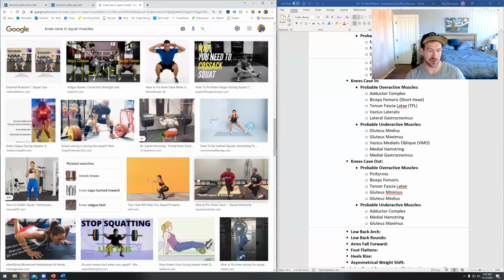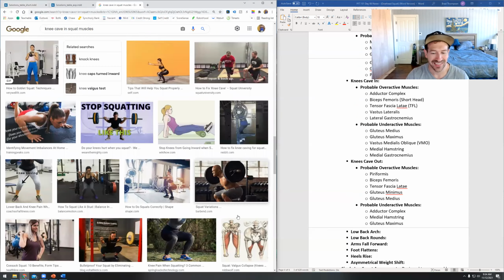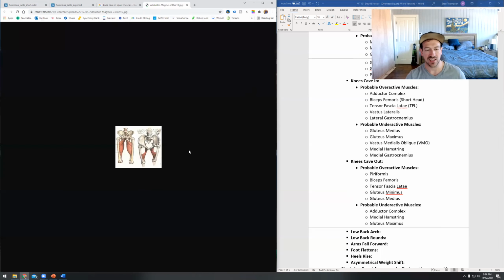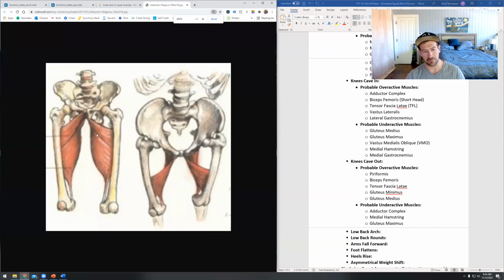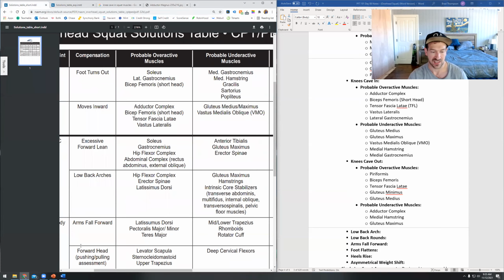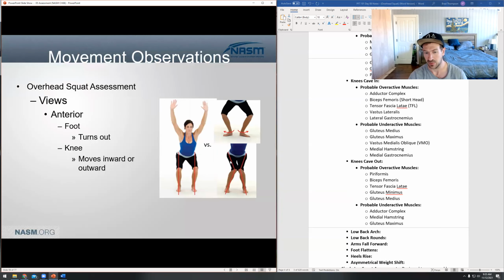I want one with arrows, but I'm not getting it. Well, there we go. That'll kind of work. So you can see here the muscles that are pulling the knees inwards, right? It's these adductor muscles, this complex of muscles that actually brings the thigh inward. So that's overactive, which makes a lot of sense considering that the knees are being pulled this way.